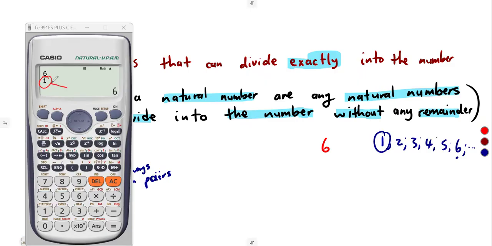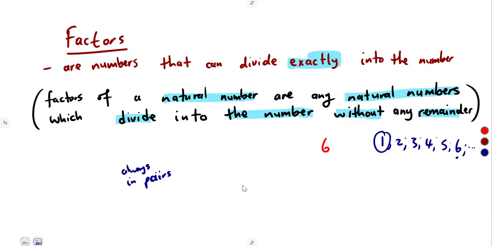So 1 times 6, if you multiply this, is going to give us this 6. 1 times 6 is equal to 6. So it's a pair, 1 and 6. 1 is a factor, 6 is also a factor. That is what it means. Once you say 1 is a factor, it means 6 is also a factor. So we have got 1 and 6. These two go hand in hand.